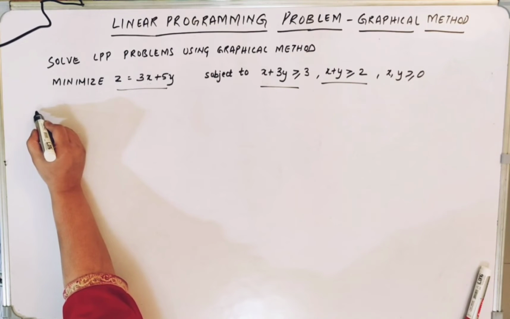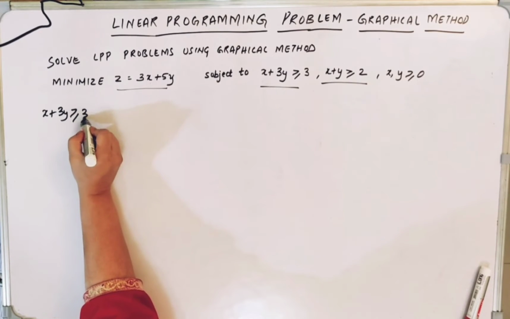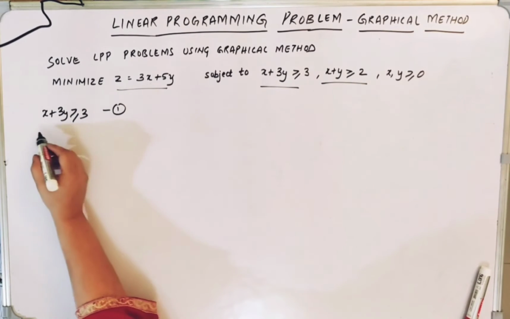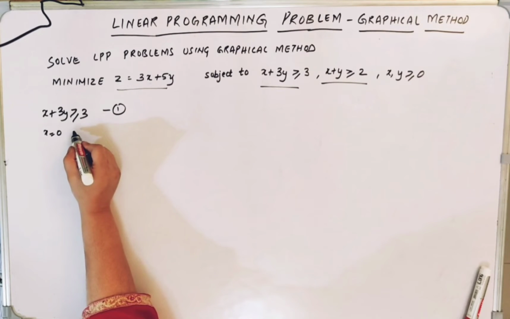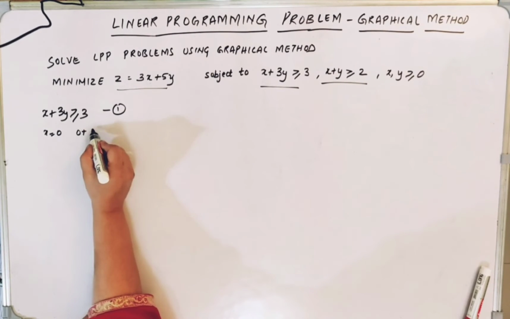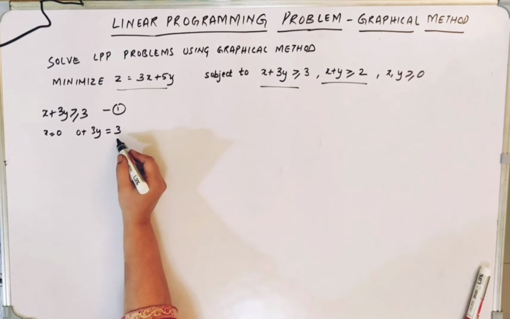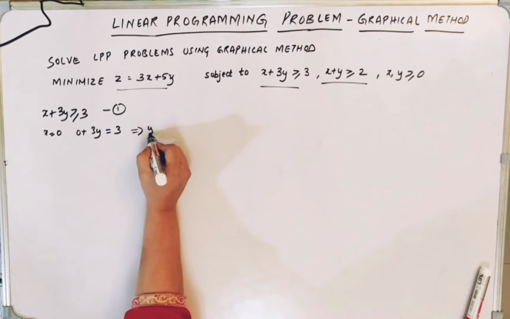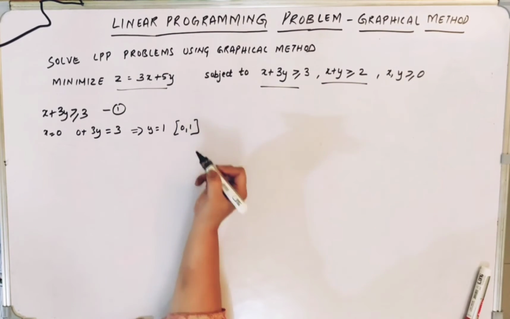So we'll take constraint 1. What is constraint 1? X plus 3y greater than or equal to 3. Now we'll have to substitute x is equal to 0 and obtain y. So when x is equal to 0, we get 0 plus 3y is equal to 3. We'll assume that it is equal to 3 so that we get the point. So this will give us y is equal to 1. So we have our first point, which is 0 and 1.